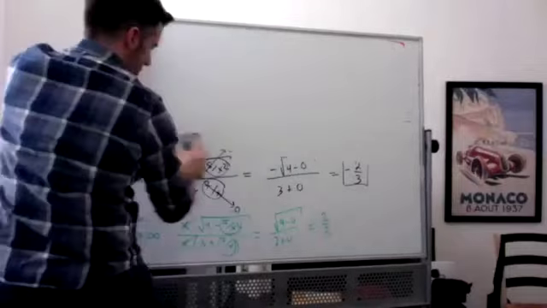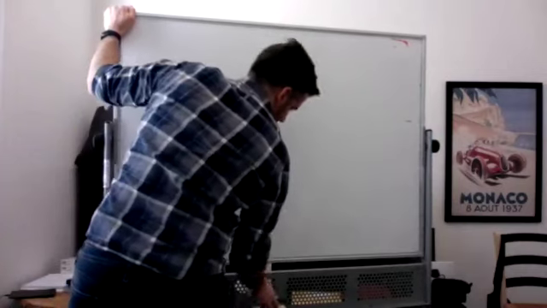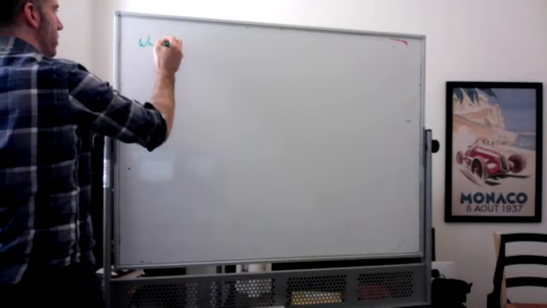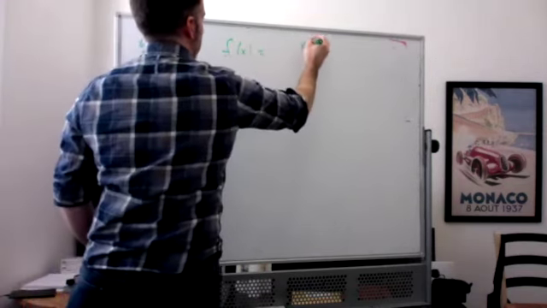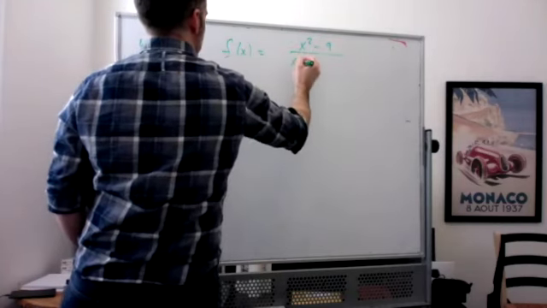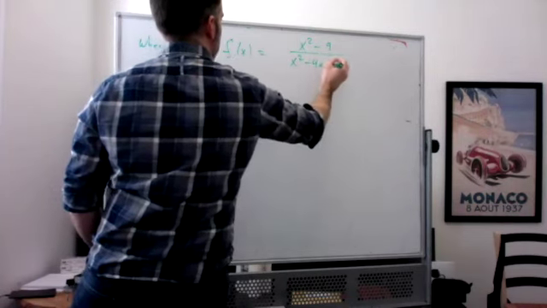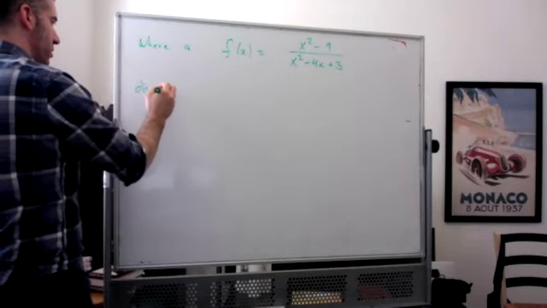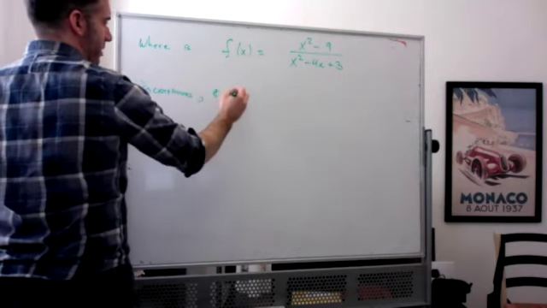Let me see, how do I want to do this one? So let me ask, where is this function, x squared minus 9 over x squared minus 4x plus 3, discontinuous? And what kind of discontinuities?